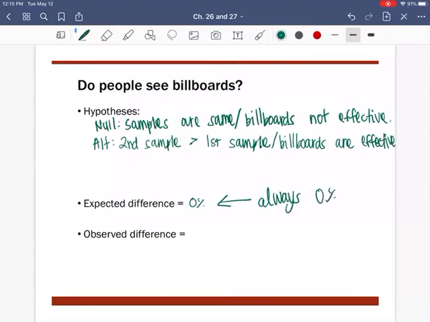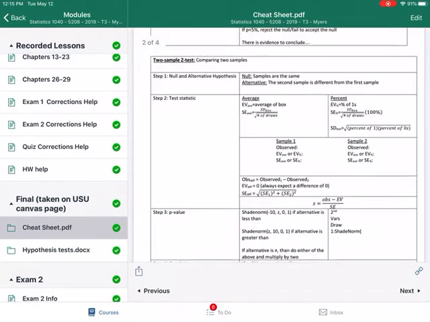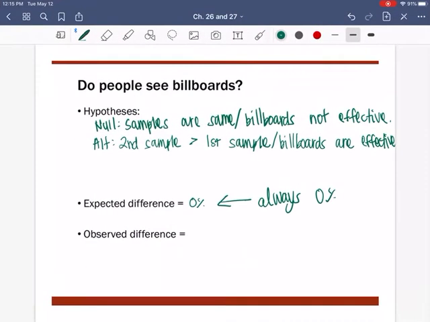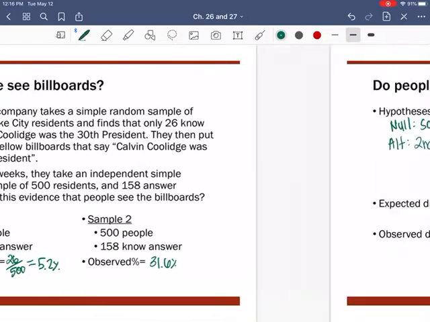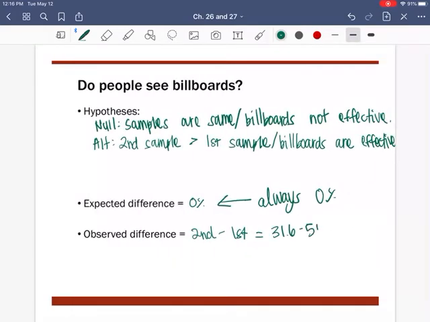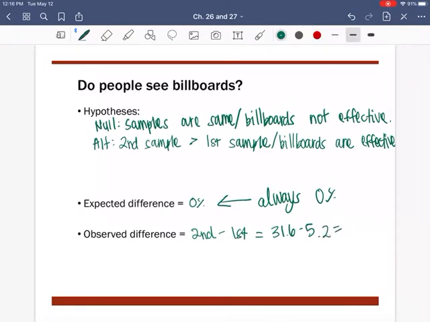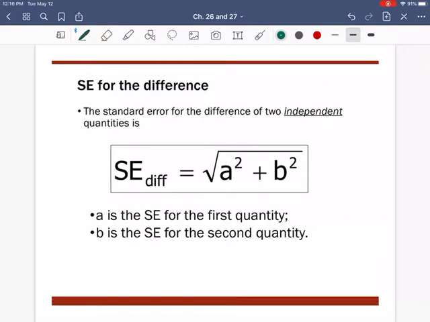Okay, the expected difference, if the samples are the same, we'd expect to see a 0% difference between the 2 samples. That's always going to be 0. So if we look here, the expected value difference is always 0. And then the observed difference is the difference from the second sample minus the first sample. So 31.6 minus 5.2, which is 26.4%.